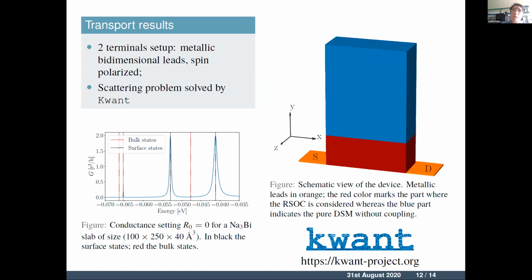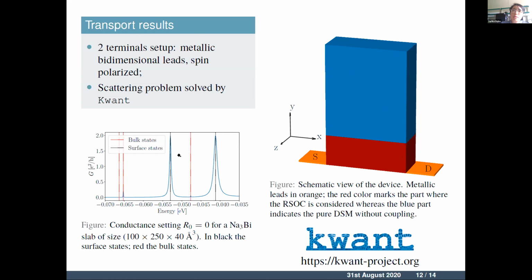The transport setup is shown in this figure. The choice is justified by the intention of measuring the transport of the surface states only, as well as to match an experimental realization. The leads are two-dimensional and metallic, and they are plotted in orange. In red, we mark the part near the coupled surface where the Rashba spin-orbit coupling is considered, and in blue, we indicate the pure Dirac semimetal without coupling. The device is designed to carry only the surface state current.